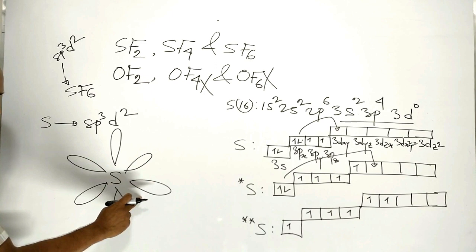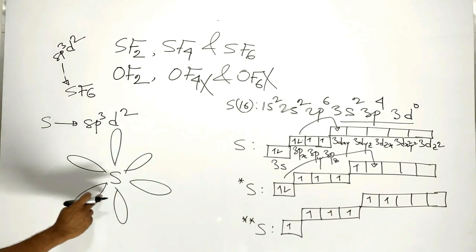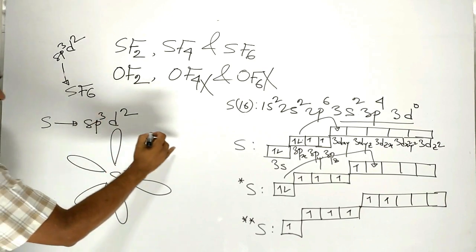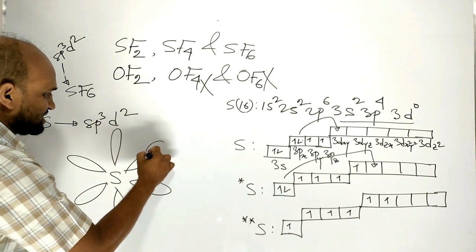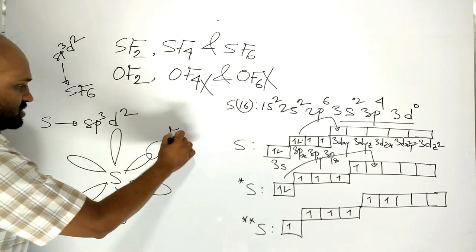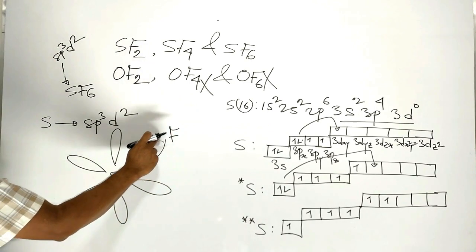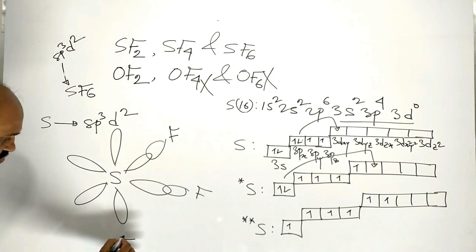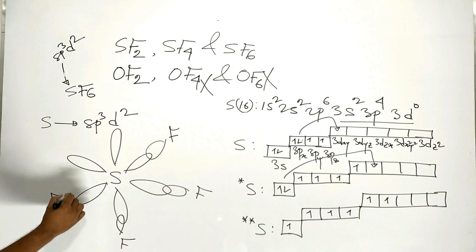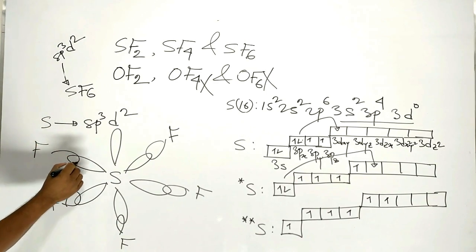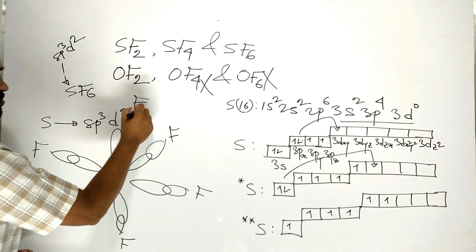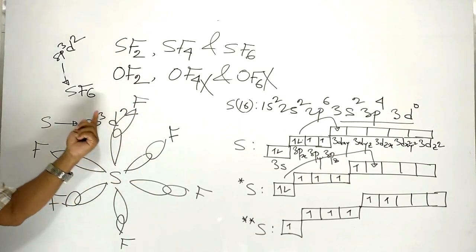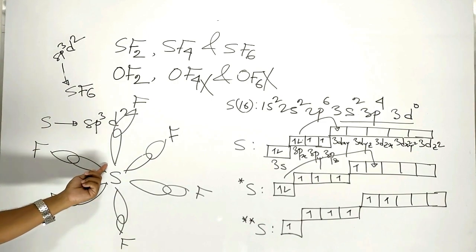This is hybridization, and with these 6 hybrid orbitals, 6 fluorine atoms form bonds with its hybrid orbital, that is the sp3 hybrid orbital of fluorine. Here fluorine, fluorine, fluorine, fluorine, here fluorine as well. So this is the way sulfur hexafluoride is formed.